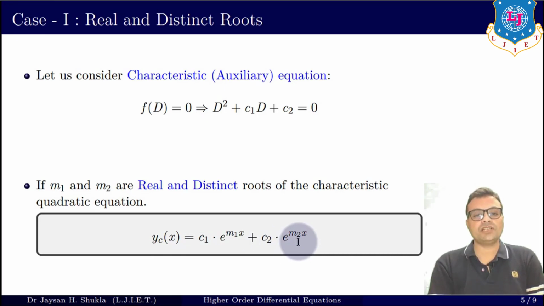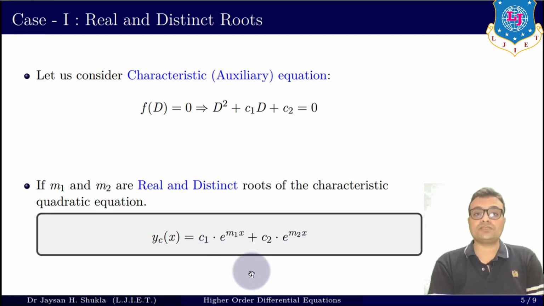Don't get confused between this c1, c2 and this c1 and c2. This c1, c2 are given in the equation and this c1, c2 are arbitrary constants. There is no relation between the two sets of c1, c2. You can also assume over here a1 and a2.